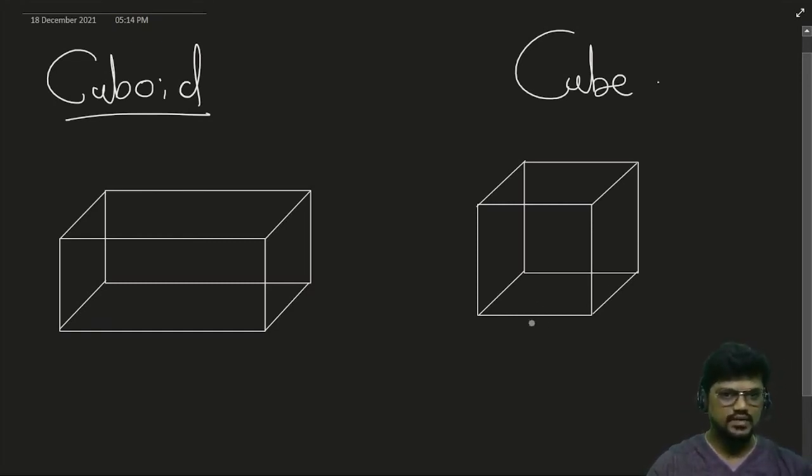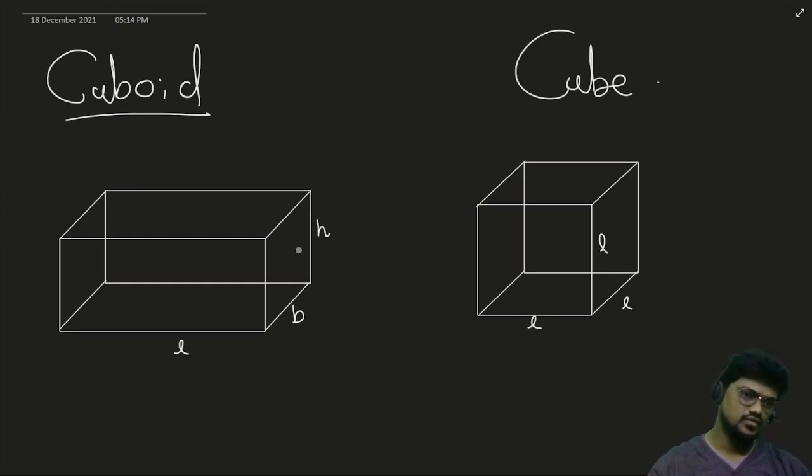In this, if I say this is length, this is height and this is breadth, all of them are equal. You can say this is length and this is also length. Over here, if this is length, this is breadth, this will be height. Okay, height of a cuboid.